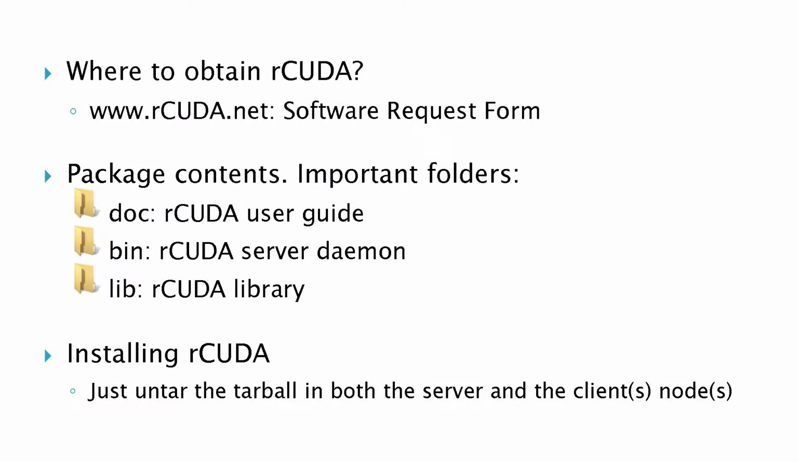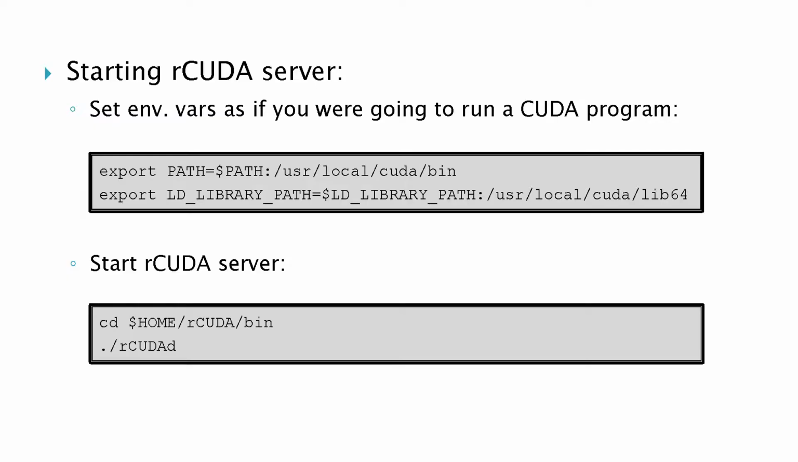Once we have rCUDA installed in the system, first of all, we need to start the rCUDA server. The rCUDA server is like a daemon which is running in the nodes which actually have a GPU. Running the rCUDA server is like running a regular CUDA program. You need to export the path to the CUDA binaries, export the path to the CUDA libraries, and then start the rCUDA server. I'm going to do this right now.